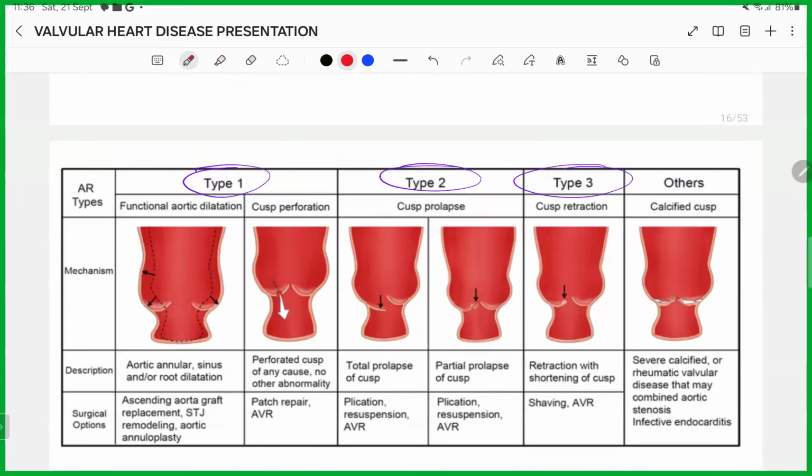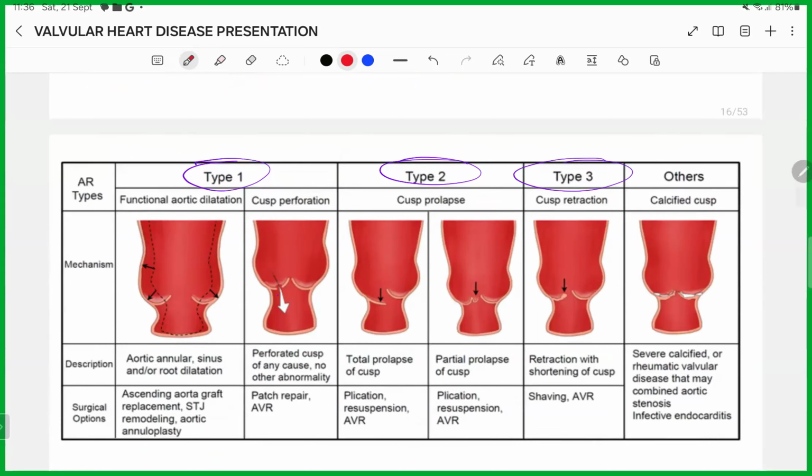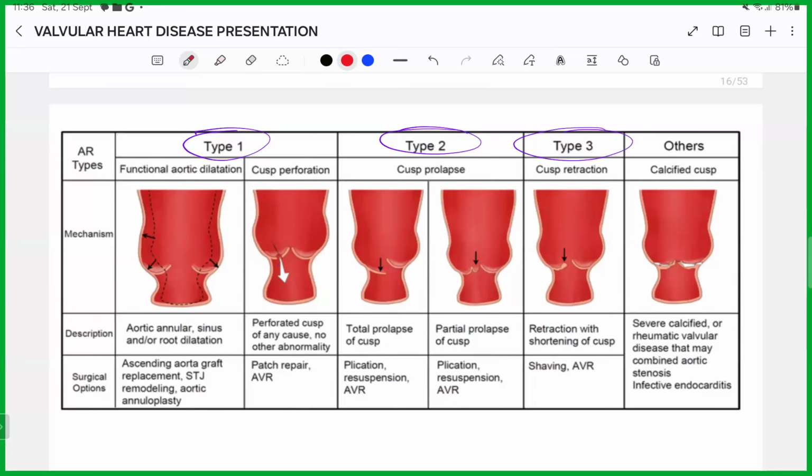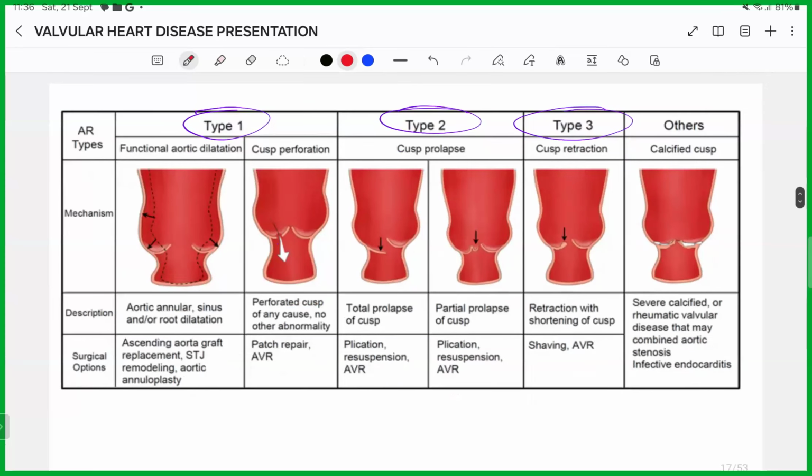You can just ignore whatever is down here. Maybe you can read if you want, but I'm just trying to show that you can have functional aortic root dilation, and on top of that, you can have defects in the cusps themselves. It could be perforated, prolapsed, calcified, or retracting or not closing properly. So there are layers to this. Since it's just a basic overview, we'll move on quickly to the next one.